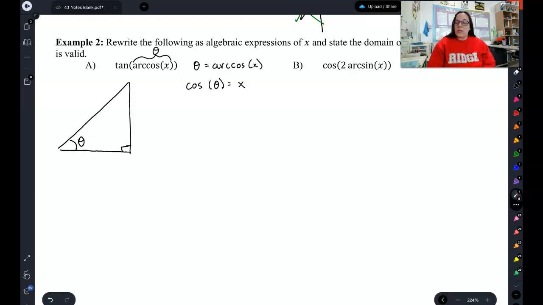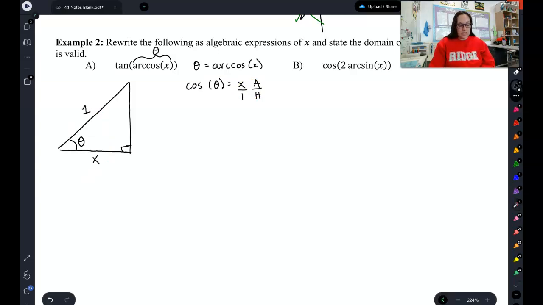Now I'm going to, just like I did in the last problem of the last video, use this inside one to build my triangle. So I'm going to use this inside statement to build my triangle. Now I know I can put that x over 1. And remember, we're thinking old school, SOHCAHTOA. Because this is cosine, this is adjacent over hypotenuse. So I'm going to find my adjacent side and call that x. Find my hypotenuse, call that 1. So I used the inside one, changed it around, and then used that in SOHCAHTOA to build my triangle.